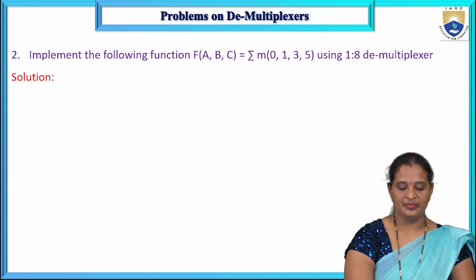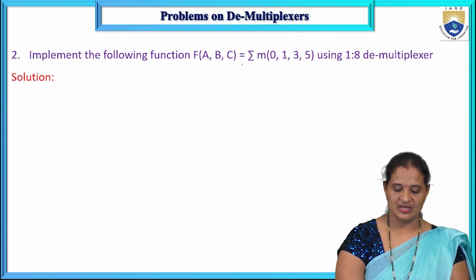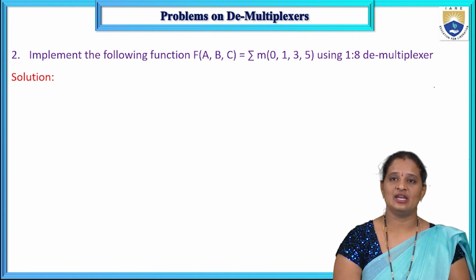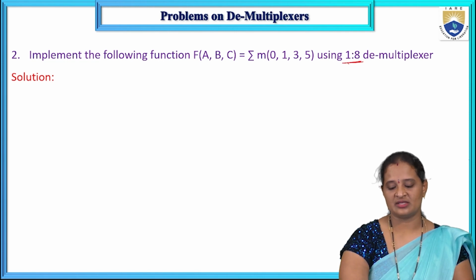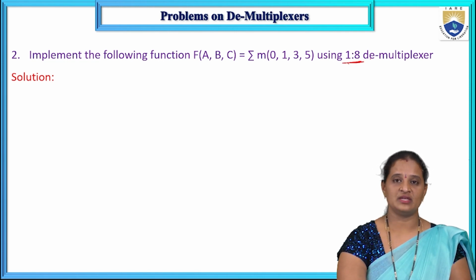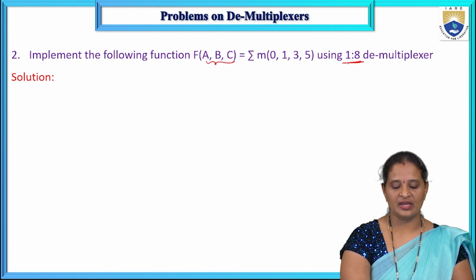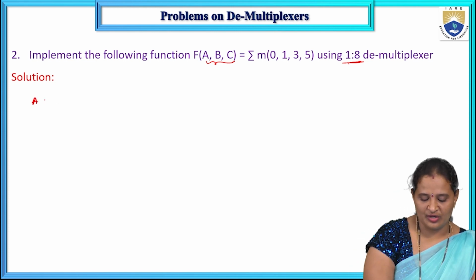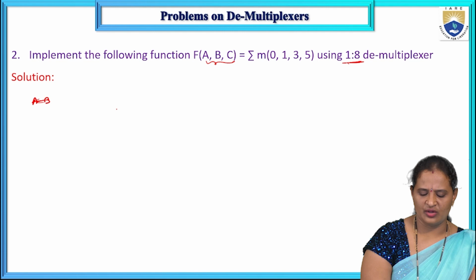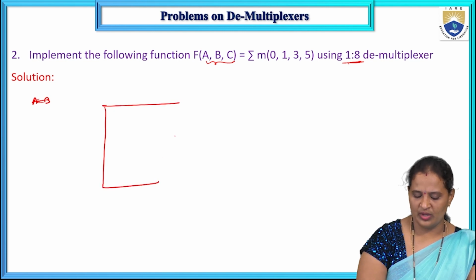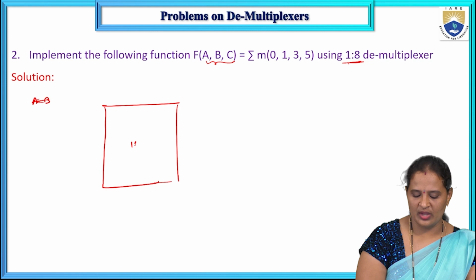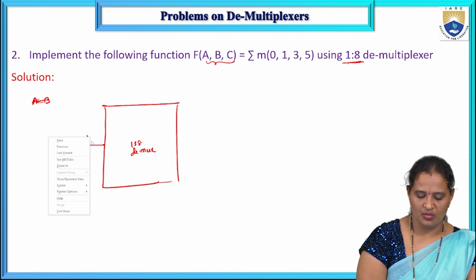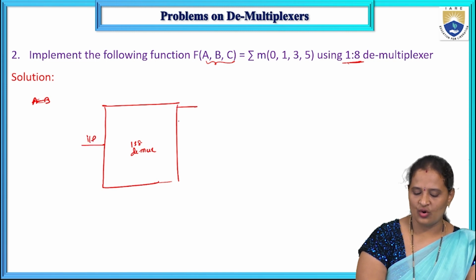Now let us take another one. Implement the following Boolean function, summation M of 0, 1, 3, 5, using a 1 to 8 demultiplexer. Here the size of the demultiplexer has been given. If it is not given, we need to identify it based on the number of inputs. And what is the thing that we have to do? Again, we need to draw the truth table, or else you can directly take a 1 to 8 demux here. This is a 1 to 8 demux, where we have one input and 8 outputs.